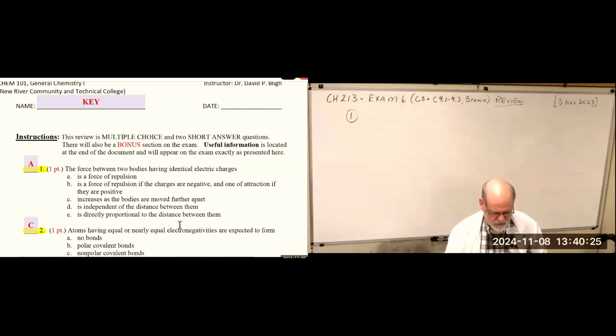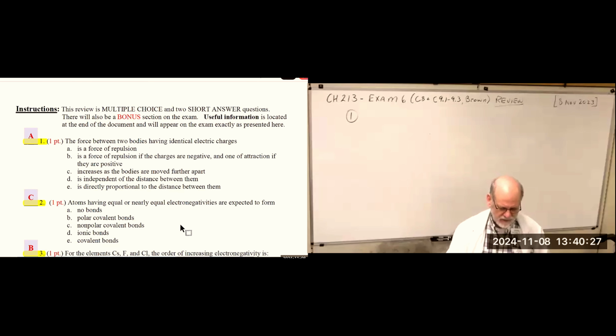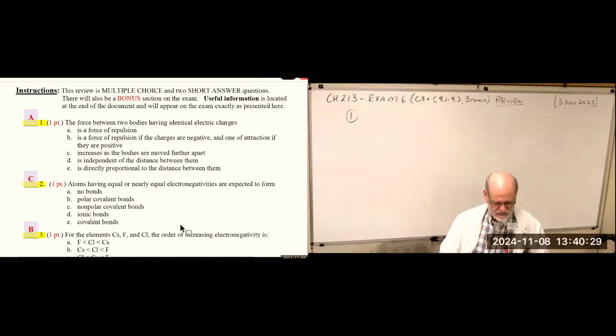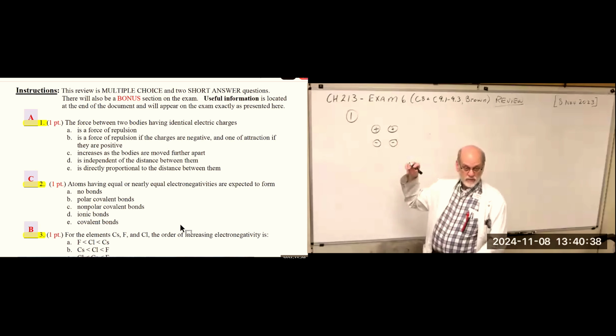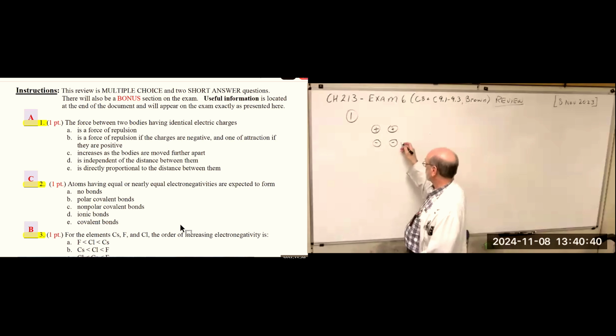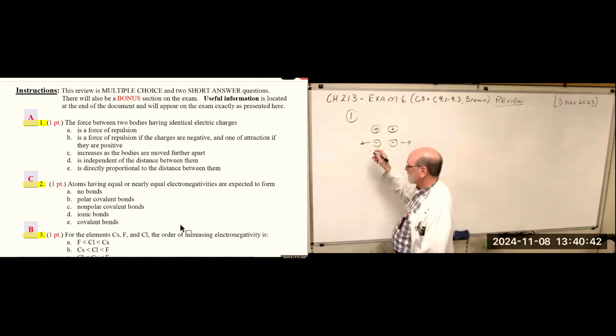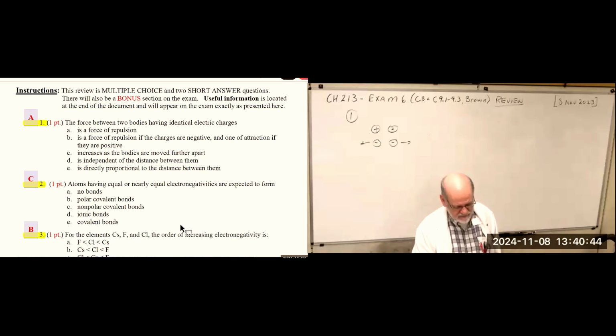Number one, the force between two bodies that have identical electric charges. That could be either two pluses or two negatives. Always going to be repulsion. So that would be A.